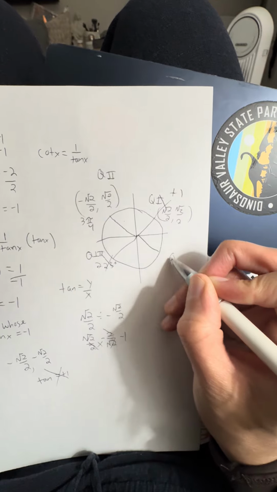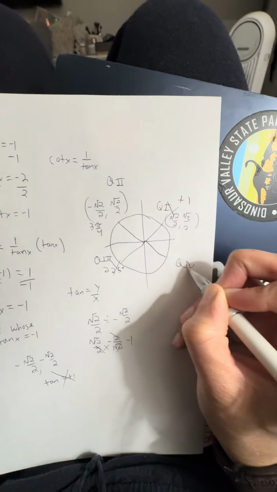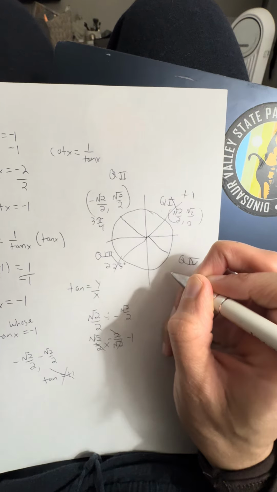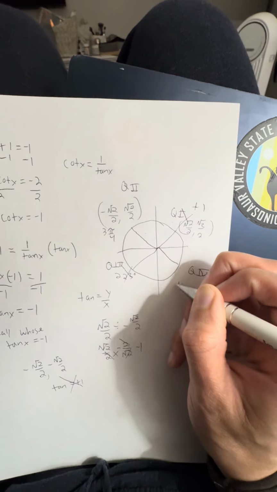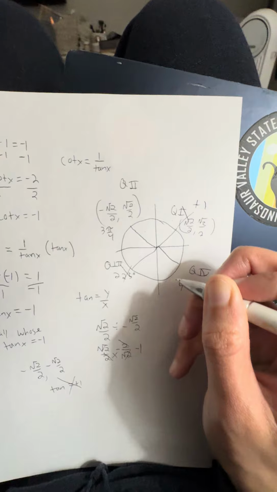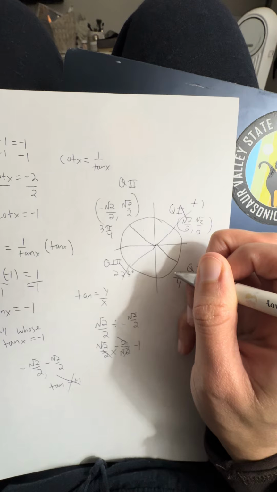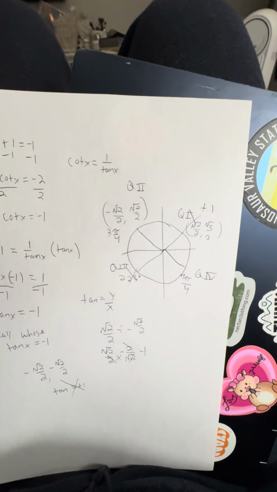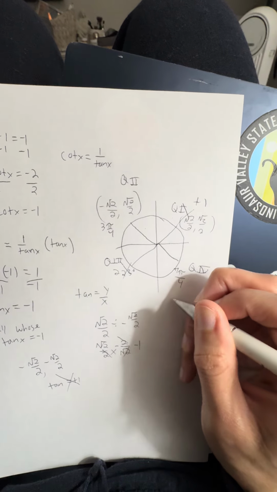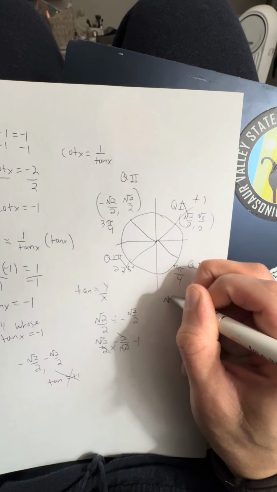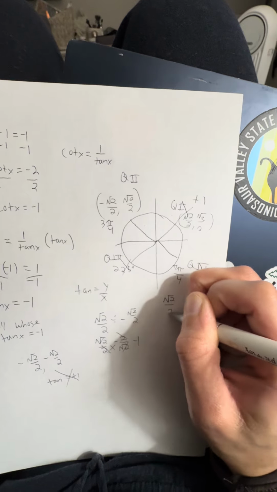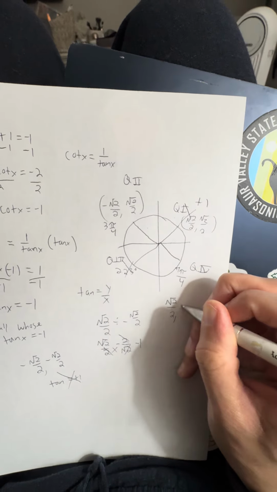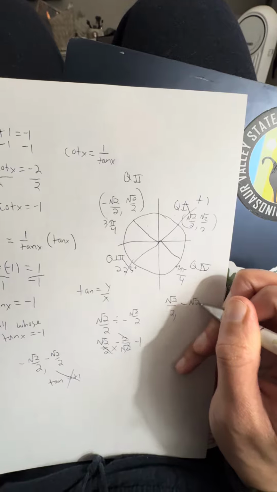Let's look at Q4. And look here, what we have is, I believe this is going to be 7 pi over 4, yeah, 7 pi over 4. Now looking here, our x value is positive root 2 over 2. Our y value is negative, okay? So that would be negative root 2 over 2.